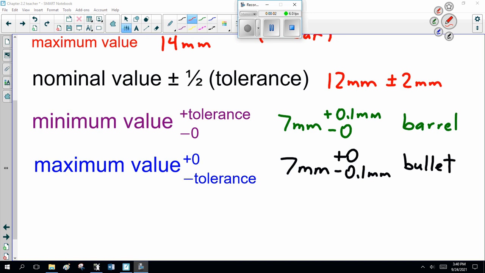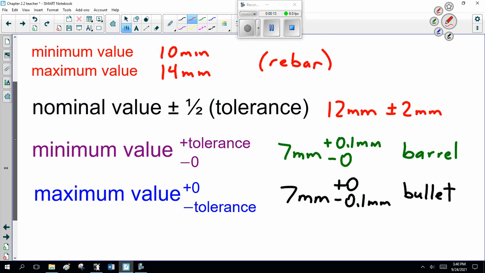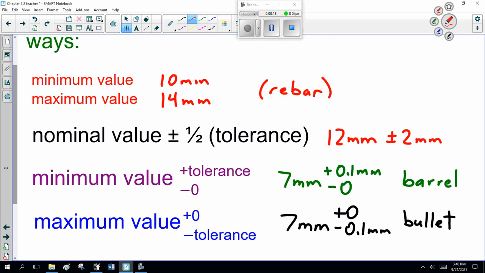Hello, ladies and gentlemen. Welcome back to Math 30-3, Chapter 2, Tolerances, Part 2. Now, we just showed you the 4 different ways to write out tolerances.